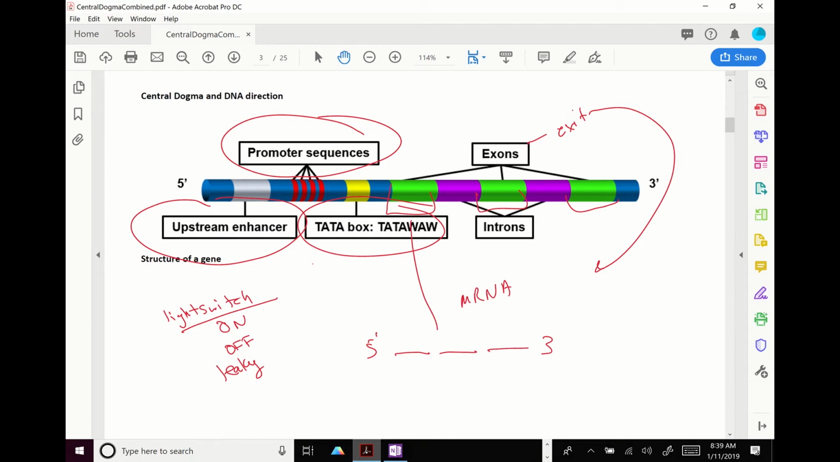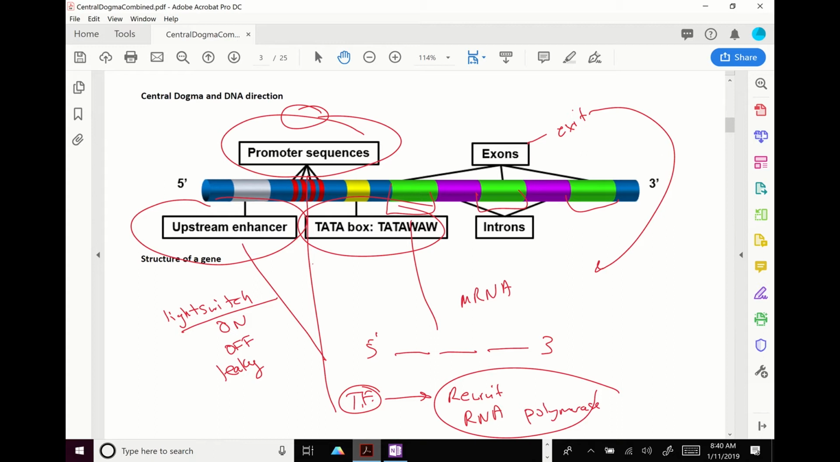So a promoter is a sequence that a transcription factor, TF, binds to. If you ever see TF, that means transcription factor. That's a protein that can bind to a promoter or an enhancer. So it's a DNA binding protein. It's going to have lysines and arginines. It's going to grab onto the DNA, and it's often going to recruit an RNA polymerase. And then that RNA polymerase is going to pop on to that promoter, and it's going to start scanning and reading and writing the transcript. Okay.